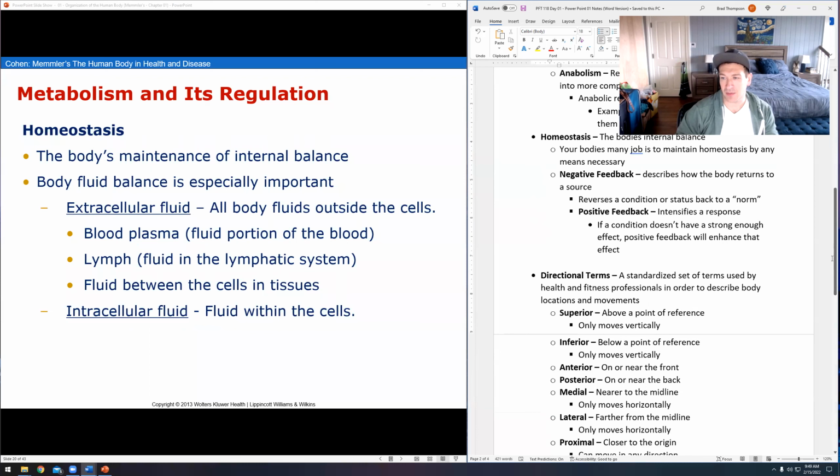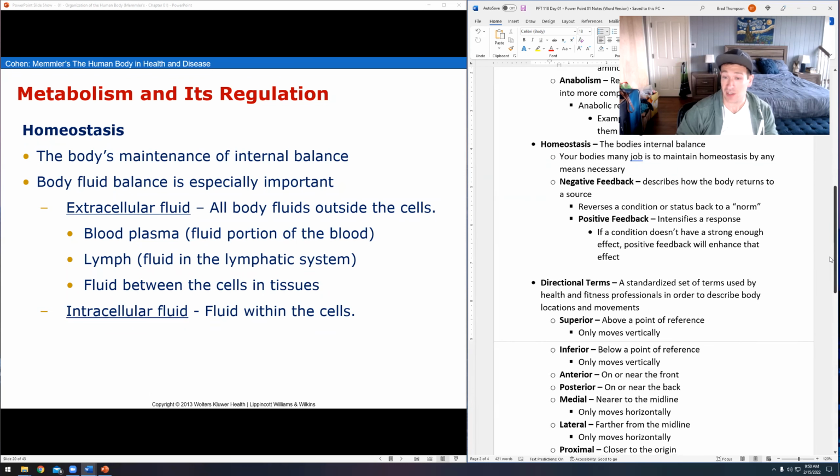So when we're talking about this, we've got these two different sections. Every metabolic reaction we're talking about is either catabolic or anabolic.